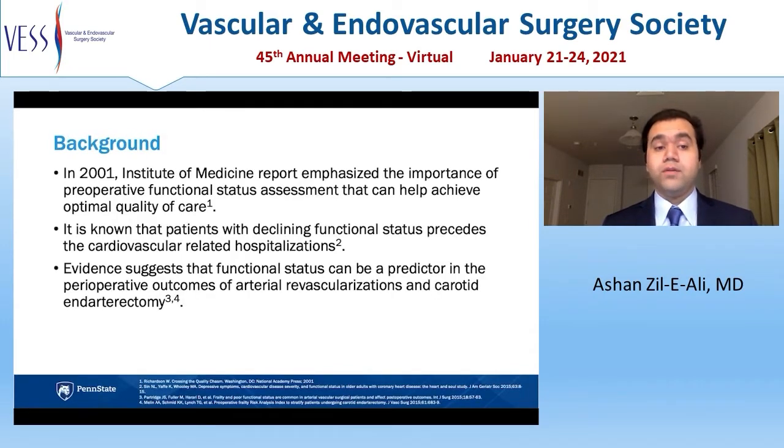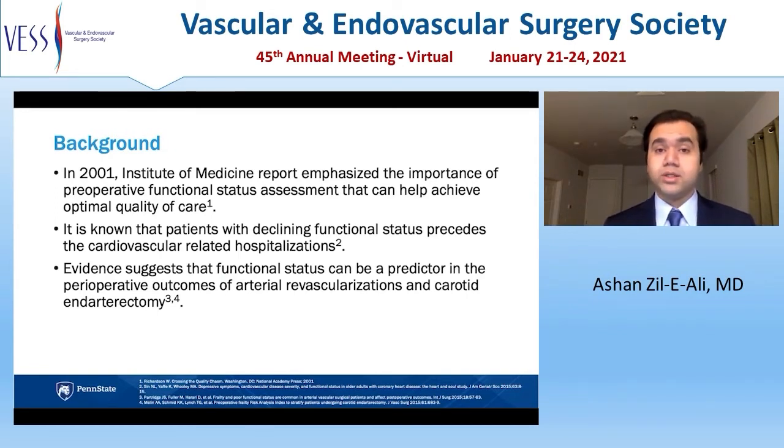From the already known information, we know that in 2001, the Institute of Medicine report emphasized the importance of preoperative functional status assessment, which can help us achieve optimal quality of care. Since then, there have been multiple studies for various surgical procedures suggesting that functional status can help us predict outcomes. Keeping this in mind, we further looked into the literature and learned that declining functional status precedes cardiovascular-related hospitalizations. Furthermore, evidence also suggests that functional status can be a predictor of perioperative outcomes of arterial revascularization and carotid endarterectomy.